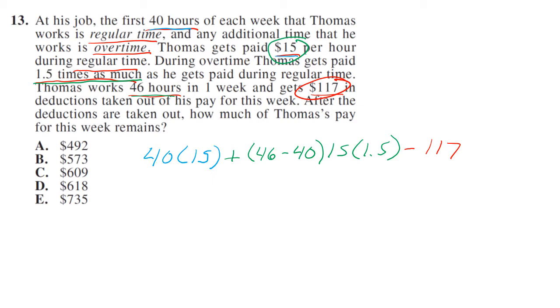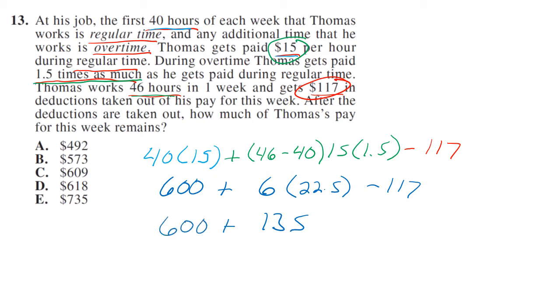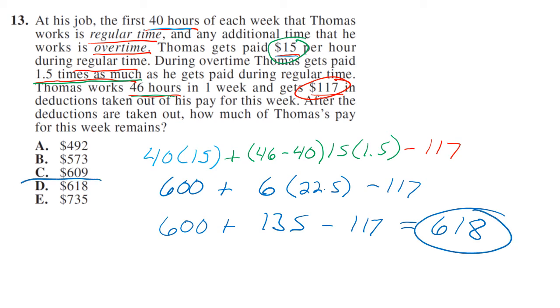So 40 times 15 is 600, plus 6 times 15 times 1.5, so 6 times 22.5, minus 117. 6 times 22.5 is 135. So 600 plus 135 minus 117 equals 618. Just be careful doing this on your calculator that you don't make any silly mistakes. Answer is D.